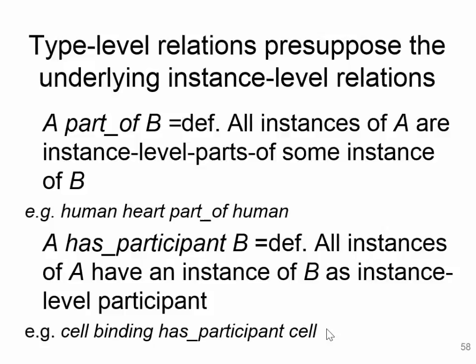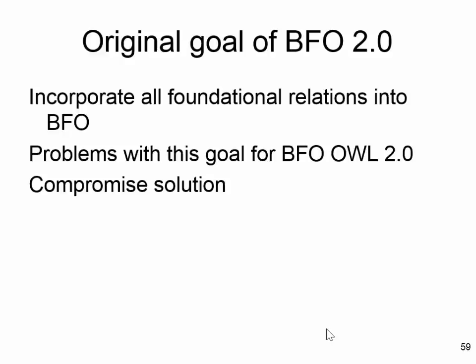The original goal of BFO 2.0 OWL, we're talking now about the OWL representation, was to incorporate all the foundational relations into the BFO OWL representation. The compromise is to incorporate only the uncontroversial relations into BFO. The more difficult ones are to be found in the relation ontology, which will now be maintained carefully in such a way that we will find it easier to import the final representations of the corresponding relations into BFO OWL 2.1, which will be released in a finite time. All right.